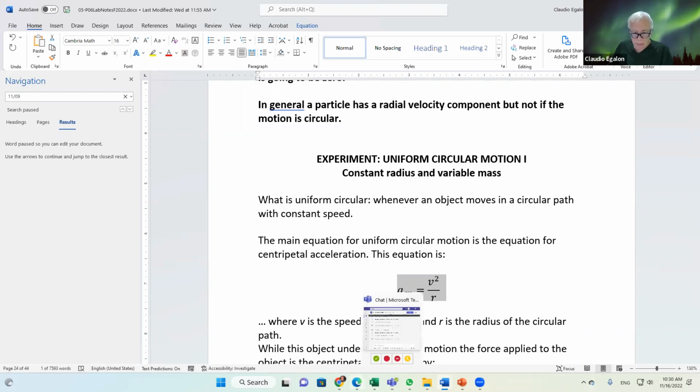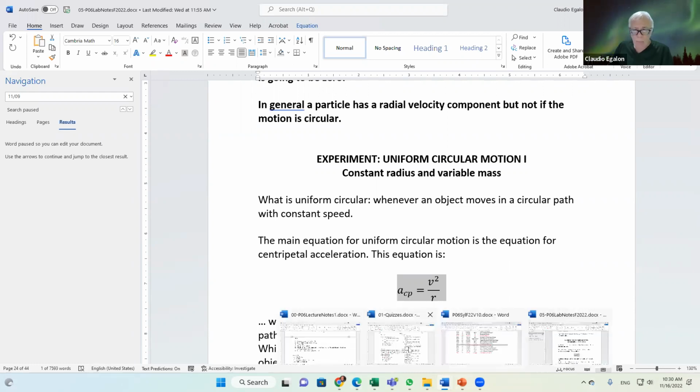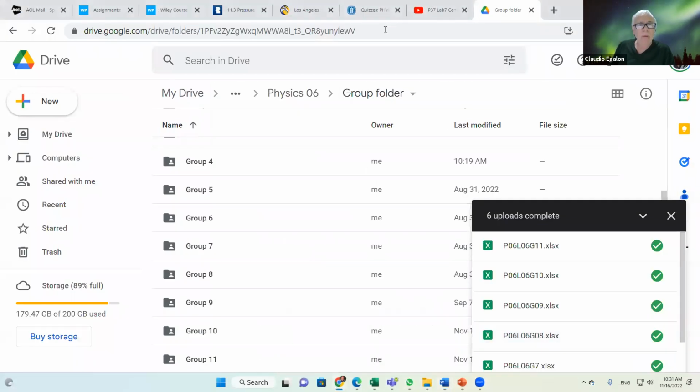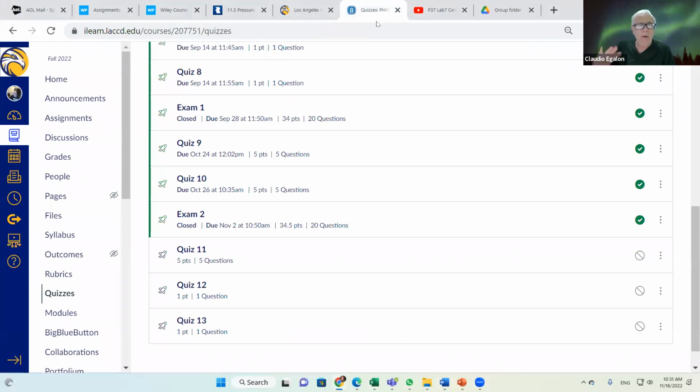So let's see here. That's what I want to tell you before we do the quiz. Okay, so let's do the quiz now, and it's 10:31 right now. Let's start the quiz at 10:35. So that's all I want to do. I want to remind you of the ideas of circular motion.